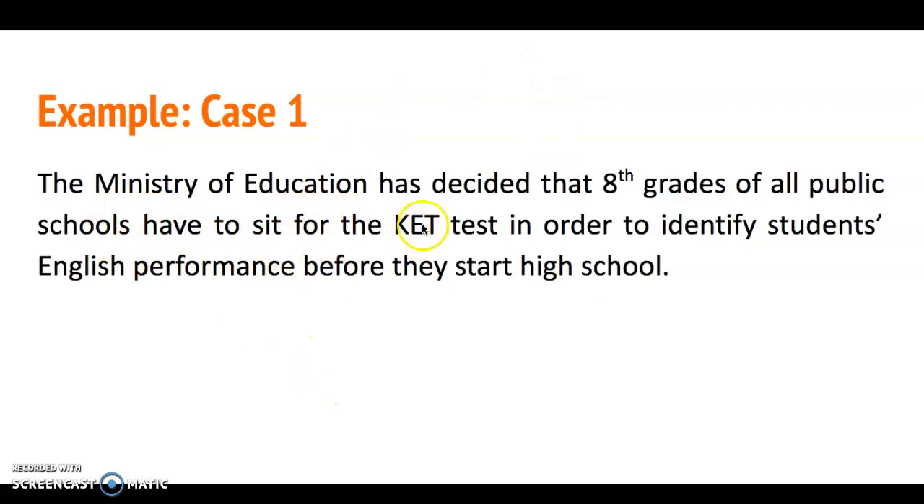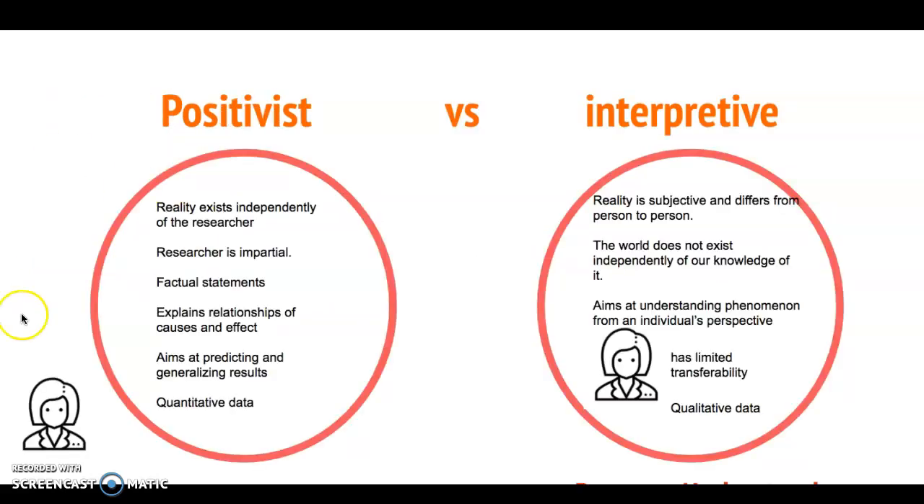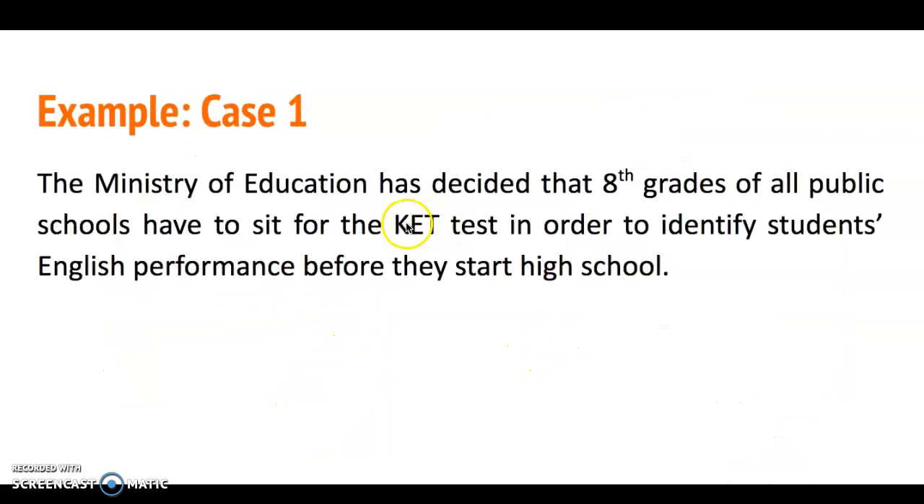The Ministry of Education has decided that 8th graders of all public schools have to sit for a CAT test in order to identify students' English performance before they start high school. In this case, the Minister of Education is not part of my classroom. He is an outsider. He wants to test all students in 8th grade in order to generalize results, for example, and it's going to be based on quantitative data. So, factual information. In this case, we have the test result.